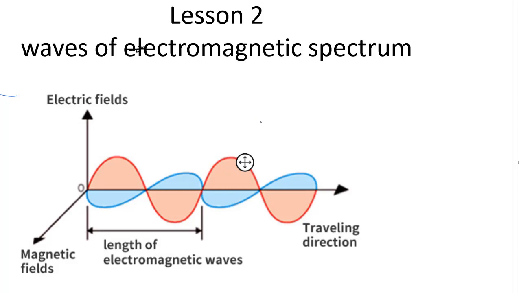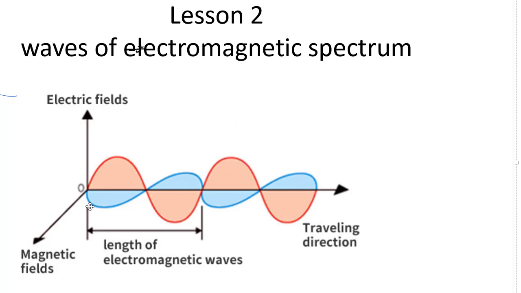Today we are going to explain the waves of the electromagnetic spectrum. Actually guys, we have explained before what the electromagnetic wave is, and I told you that the electromagnetic wave consists of an electric field and a magnetic field, both perpendicular to each other and perpendicular to the direction of propagation. Direction of propagation means the direction of travel of the wave.